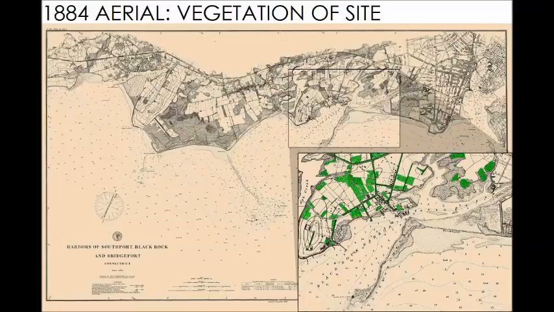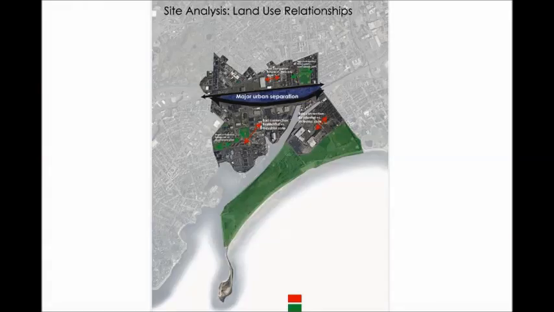So I did a site analysis of land use relationships, and I found that this major highway and train tracks were kind of a big dividing point, and that was like one of the connections I wanted to make for this urban forest and green streets. And I also mapped out what were good connections and bad connections throughout the site.